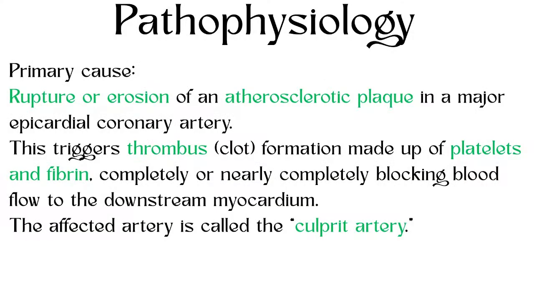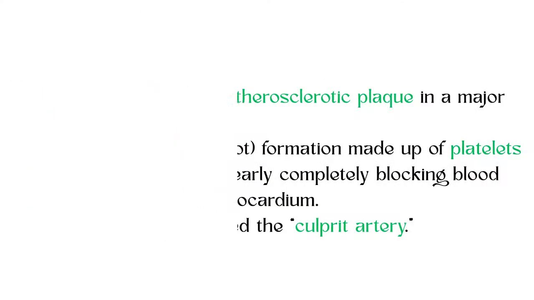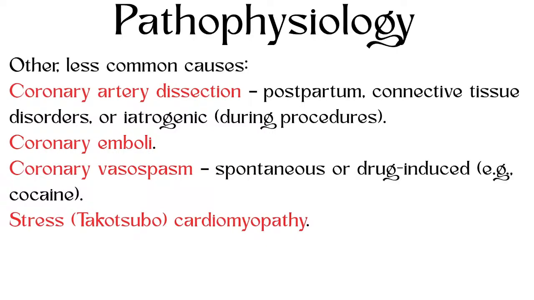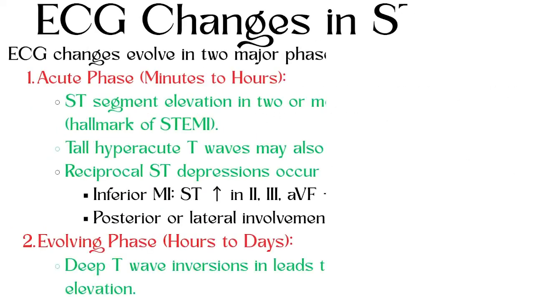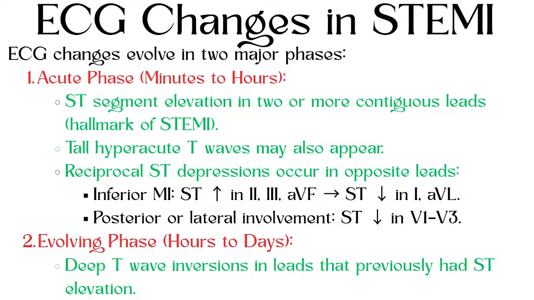ST elevation myocardial infarction happens when a major coronary artery is completely blocked, causing full thickness damage to the heart muscle. Most cases are due to plaque rupture and clot formation. It shows up on ECG as ST elevation, often with tall T waves. STEMI evolves in two phases. In the acute phase, there is ST elevation and tall hyperacute T waves. Later, deep T wave inversions develop.